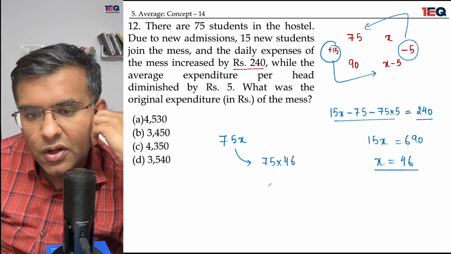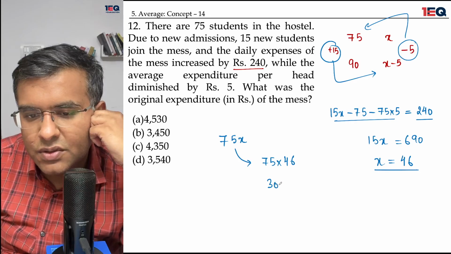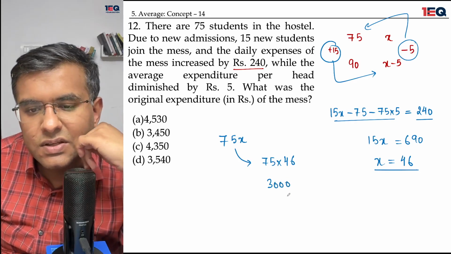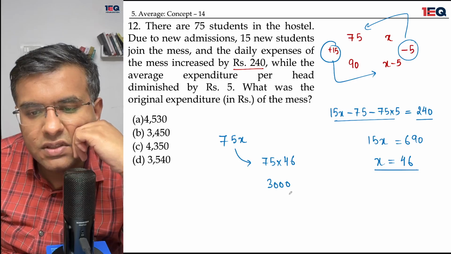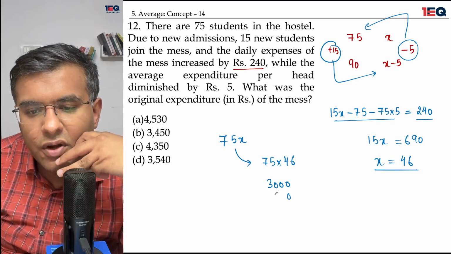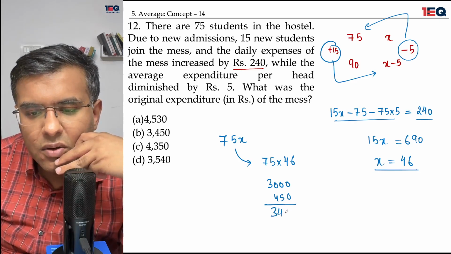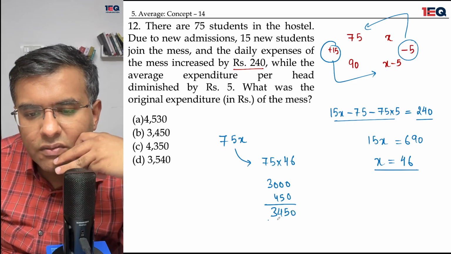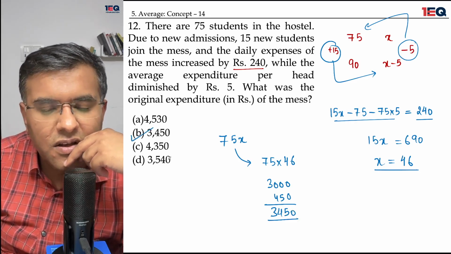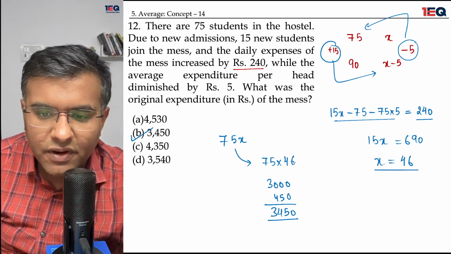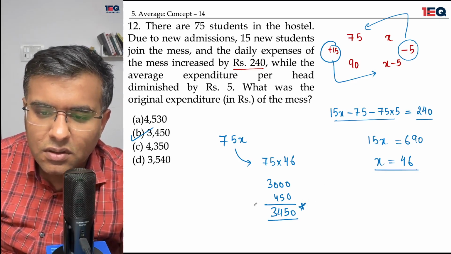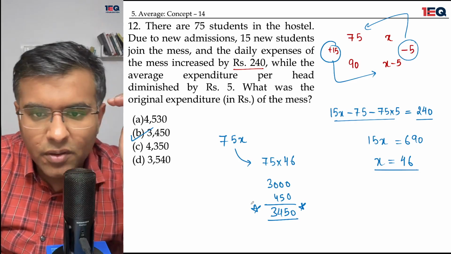If I use 40 over here, it will become 3000. Then I'll use 6 over here. 6 5s are 30, 6 7s are 42, 45, 450. This makes my total expense as 3450, which is final. Okay, 3450. This is the main deal. Okay, moving on.